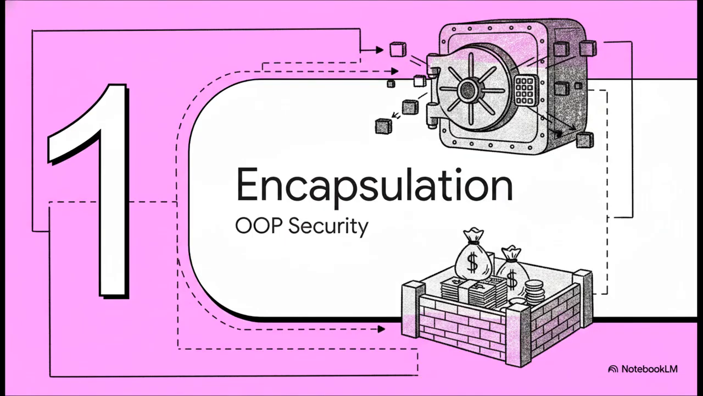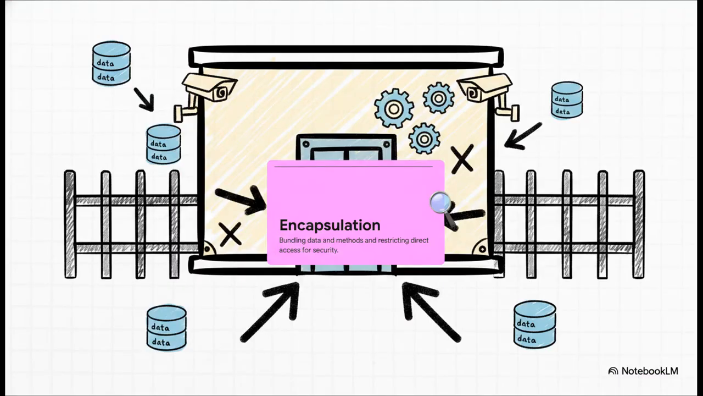Okay, Section 1, OOP security encapsulation. In the programming world, we literally have to build walls around our sensitive data. By definition, encapsulation is the practice of bundling your data, your variables, and your methods together inside a single class, strictly restricting direct external access. Think of your class as a high-security building. Unauthorized personnel can't just walk off the street and straight into the vault, right? They have to go through the proper, authorized channels.